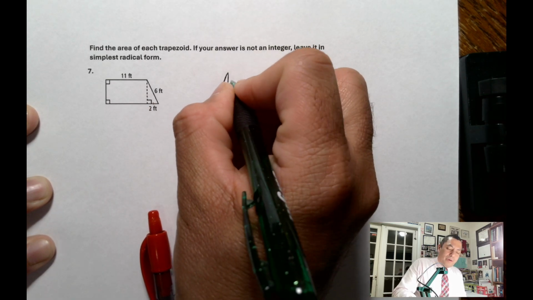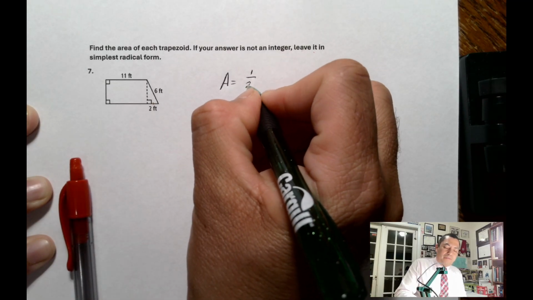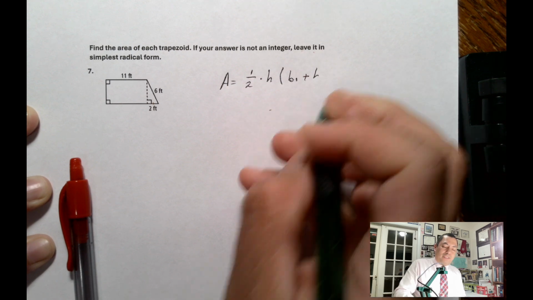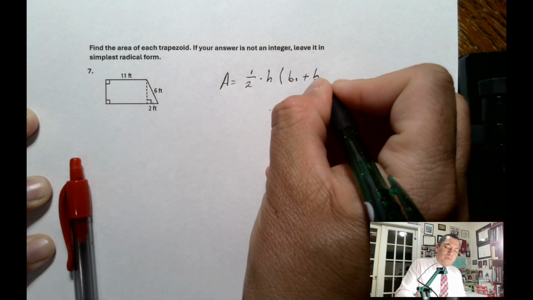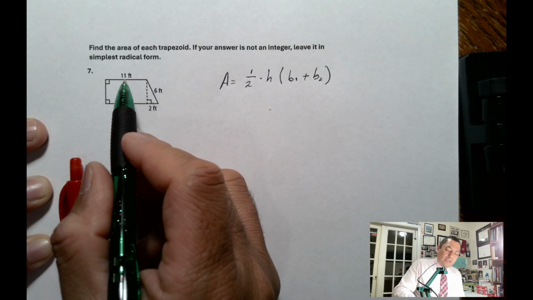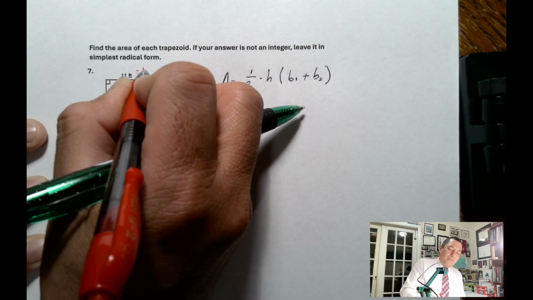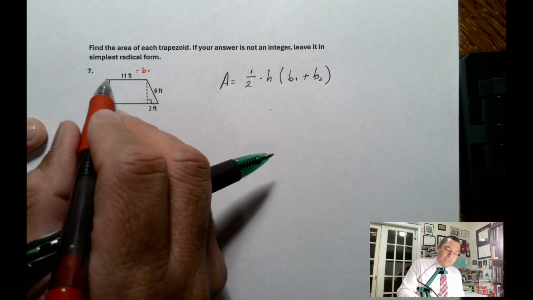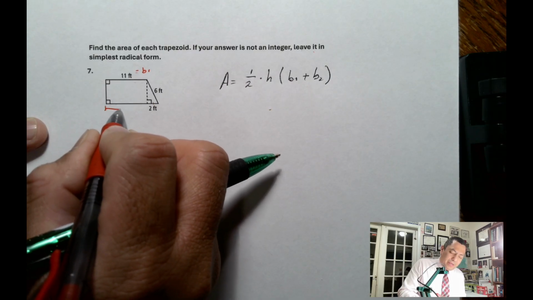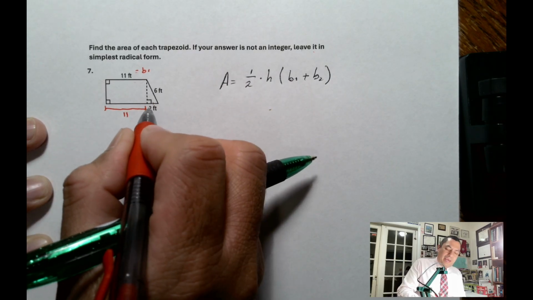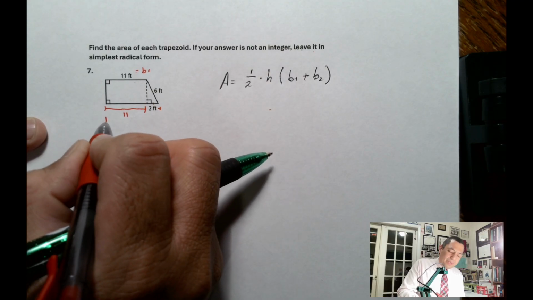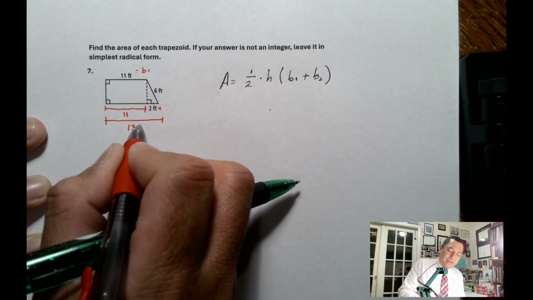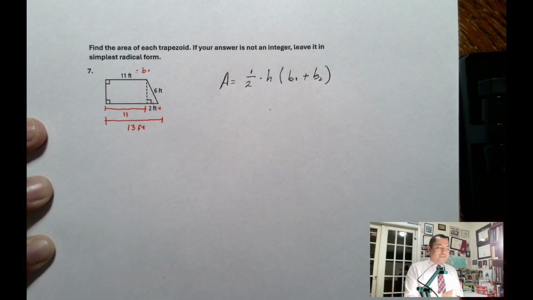The area of a trapezoid is equal to 1/2 times height times base 1 plus base 2. I'm going to call this one base 1. I do have base 2, which is 11. See that this one here is 11 and this piece here is 2, so base 2 is going to be 11 plus 2, equals 13 feet.